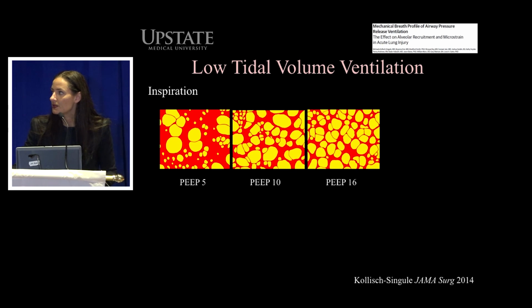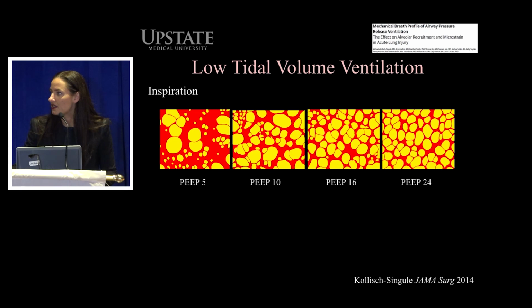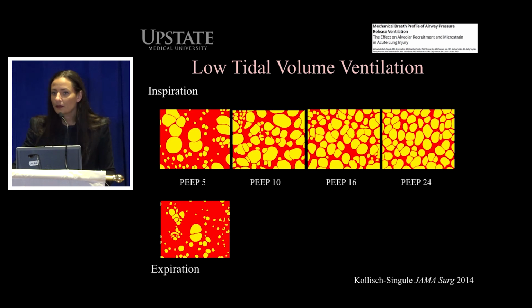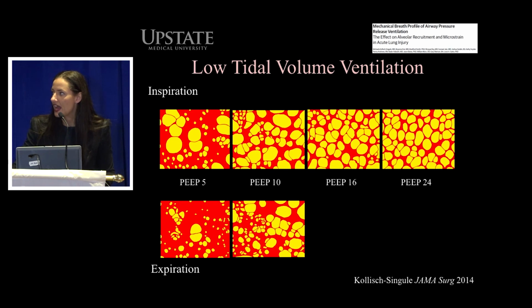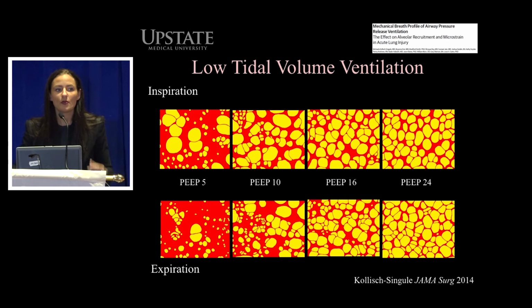And so if we look at our inspiration, PEEP of 5, PEEP of 10, PEEP of 16, PEEP of 24, we can see that as we slowly start to increase the PEEP, the homogeneity of the alveoli and the overall surface area increases with our inspiratory breath. Similarly, if we look at expiration, going from a PEEP of 5, 10, 16, 24, we can again see that recruitment of alveoli is happening at the level of the alveolus.